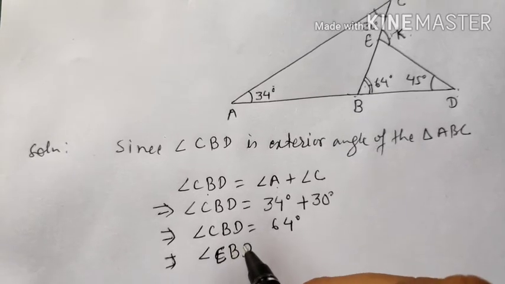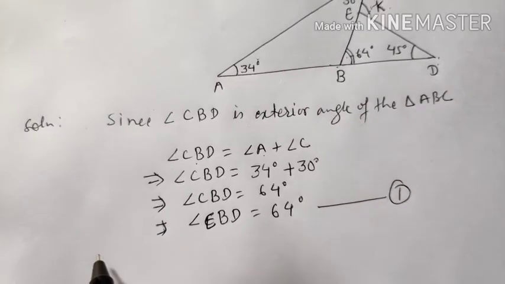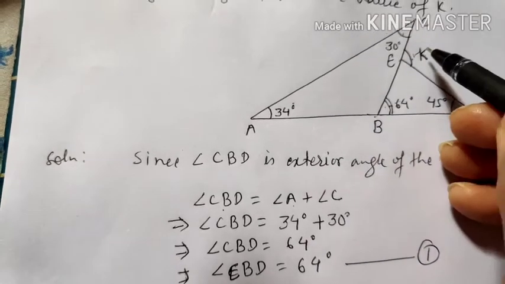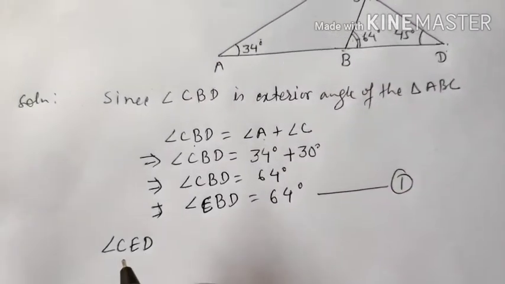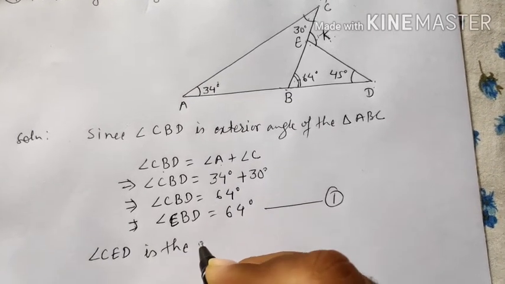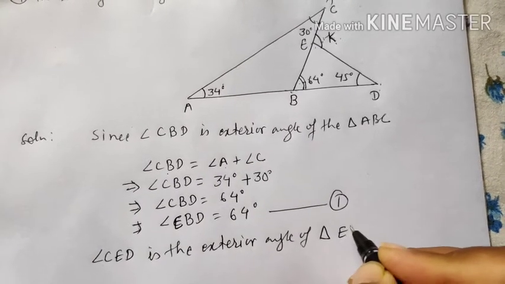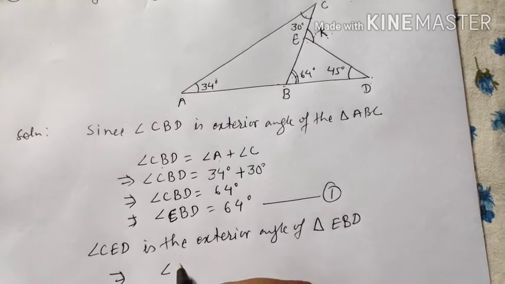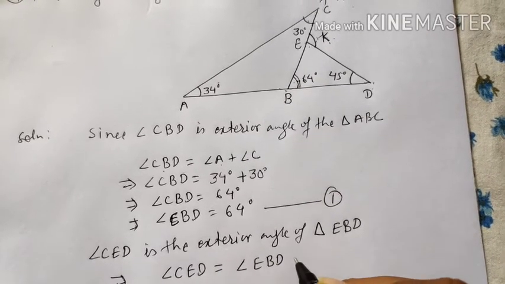EBD equals 64 degree. Okay. Now we see that this angle CED is the exterior angle of the triangle EBD. So now we write angle CED is the exterior angle of triangle EBD. Okay, so this implies angle CED must equal angle EBD plus angle D.